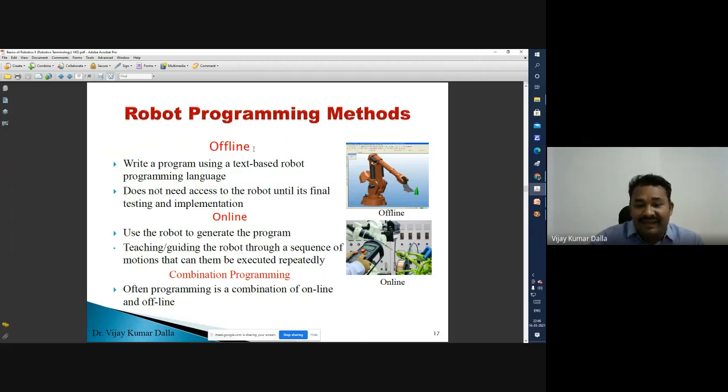Okay. In offline, suppose before the experiment, we want to test our robot's behavior. Whatever task we want from the robot, that can be done with the help of a computer. So that is the offline mode. If there is an actual robot involved and it is controlled by a teach pendant, it is the example of online, meaning directly we can control our robot.